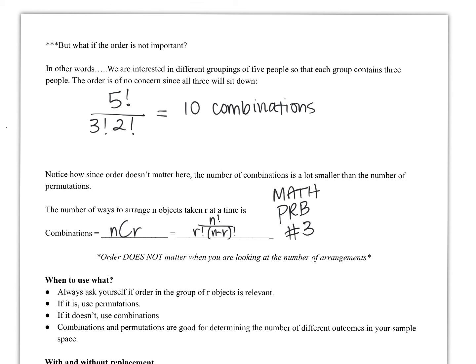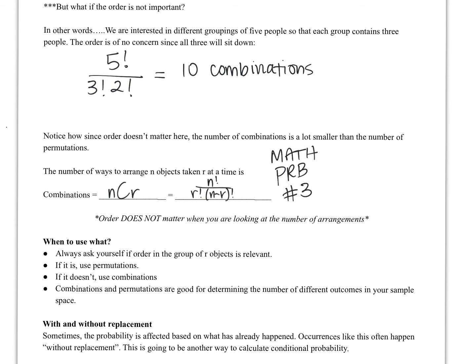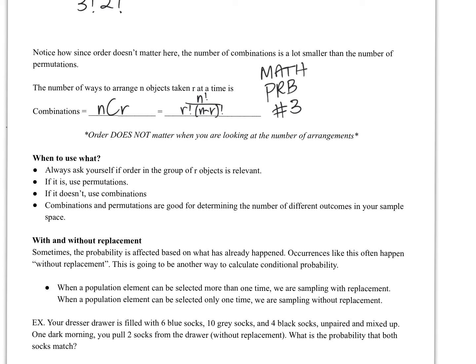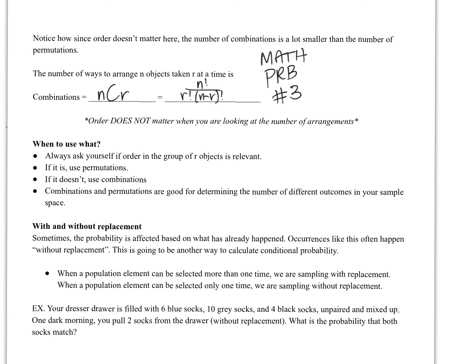So order does not matter in finding the combination. So when you're trying to figure out if you need to use a permutation or a combination, the first thing you need to ask yourself is, does order matter?